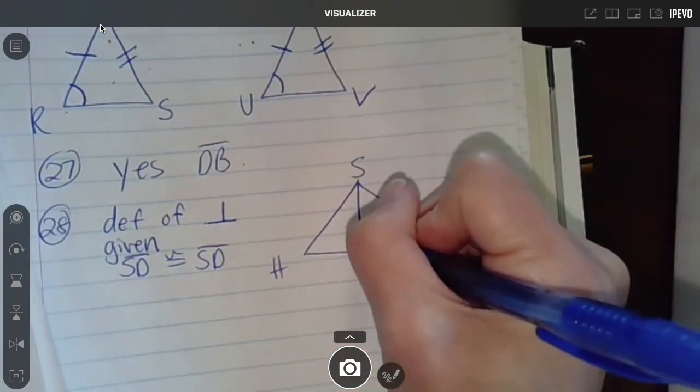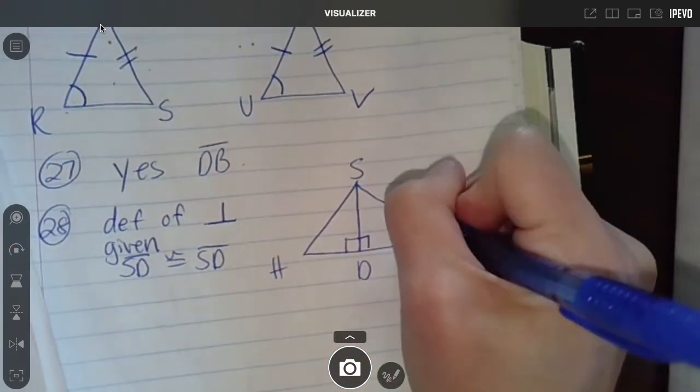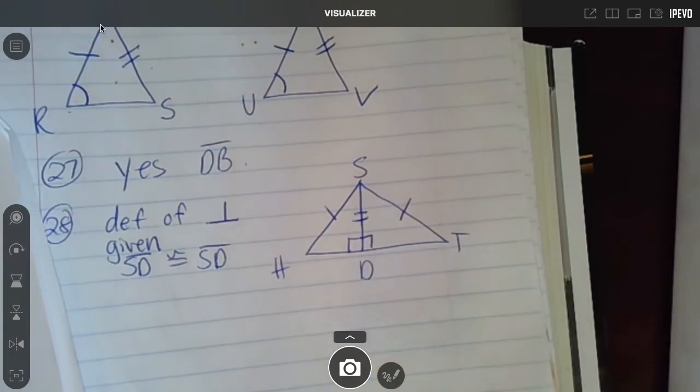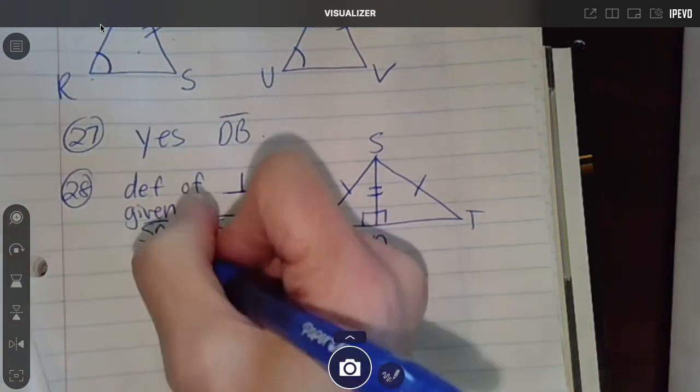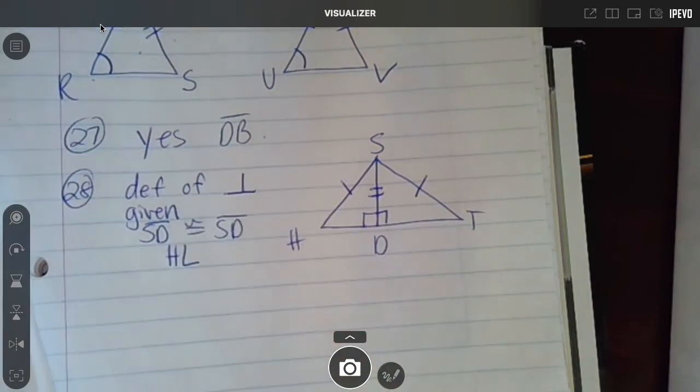Okay, so I have that those are 90-degree angles. I have that these are congruent and these are congruent. And you can't use angle side side, right? But that's not angle side side. What is it? Hypotenuse leg. Okay, so the last answer is hypotenuse leg. Any questions on that one?